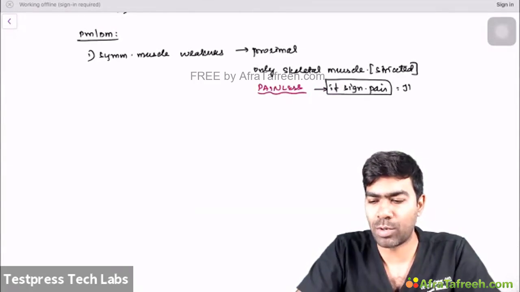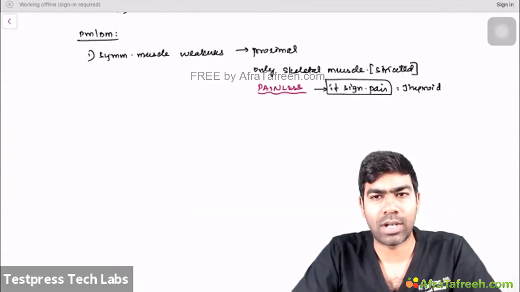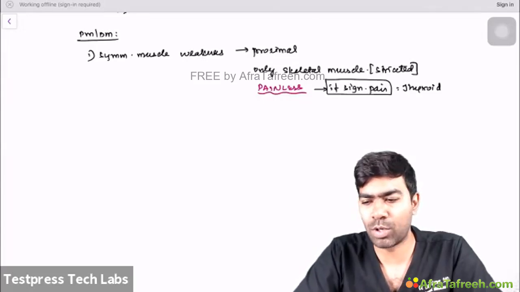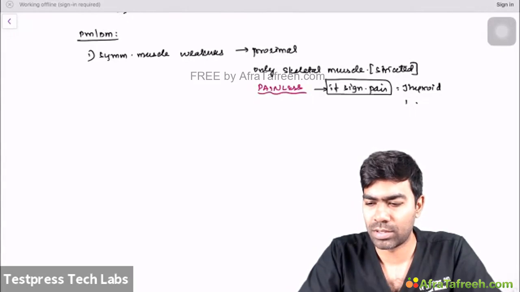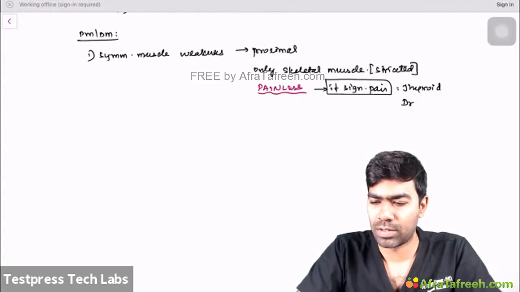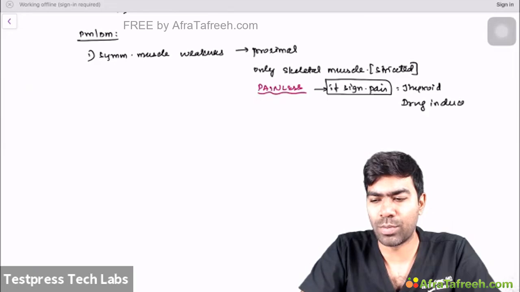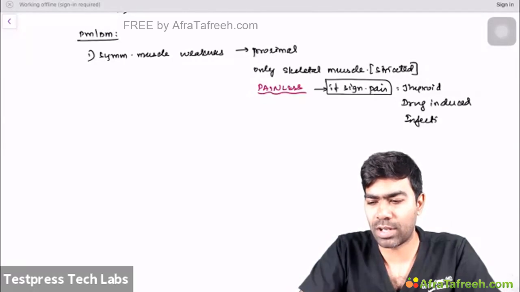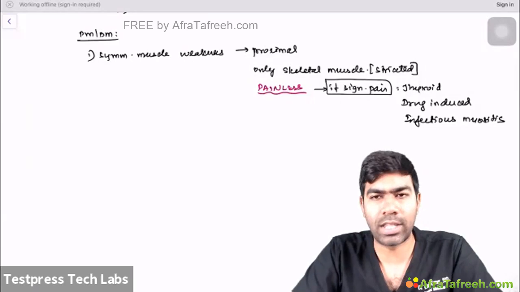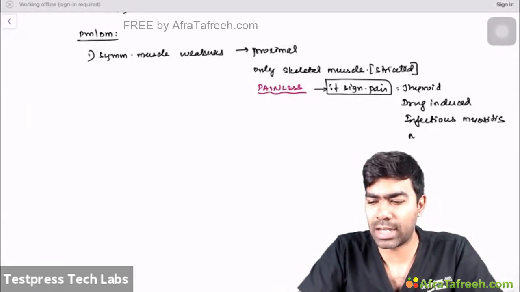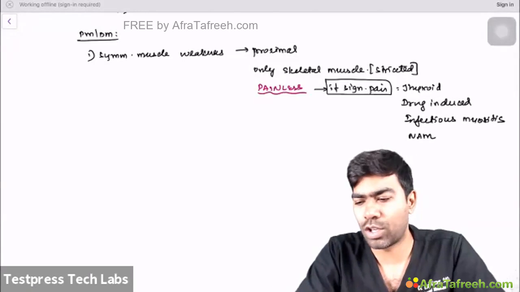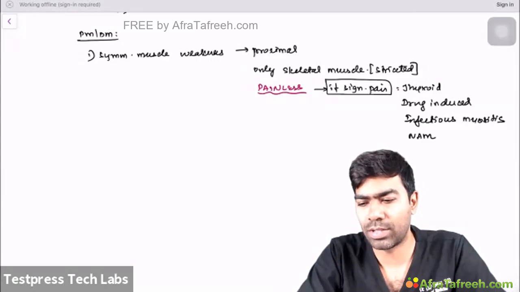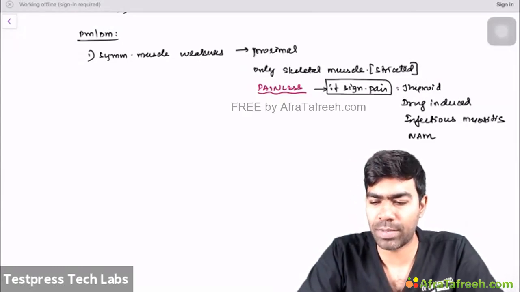For example, you can think about a thyroid myopathy, hypo or hyperthyroidism. Then probably you can think about a drug-induced myositis. Drug-induced means we're talking about statins there. Or probably you can think about an infectious myositis. Or very deadly possibilities like NAM, that's called necrotizing autoimmune myositis. NAM, necrotizing autoimmune myositis.